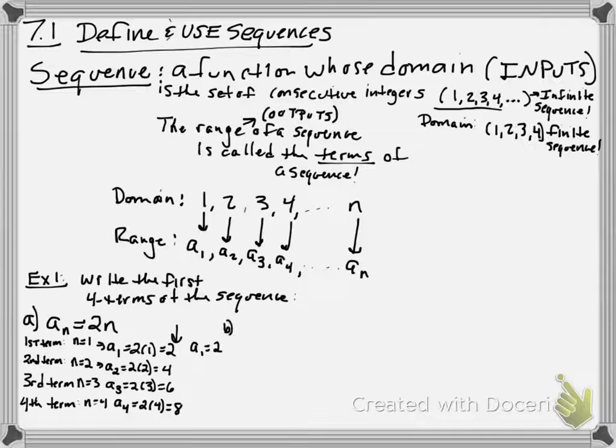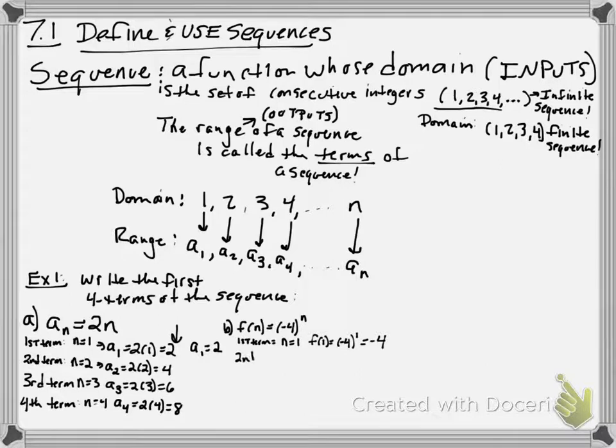Now, part B, I'm going to define another sequence in a little bit different way. Let's call this one f of n instead of a sub n. I'm going to use f of n. And let's call this one negative 4 to the power n. Okay, so the first term would just be when n equals 1. So that would be f of 1. We're plugging in 1, and we would get negative 4 to the 1, which is just negative 4.